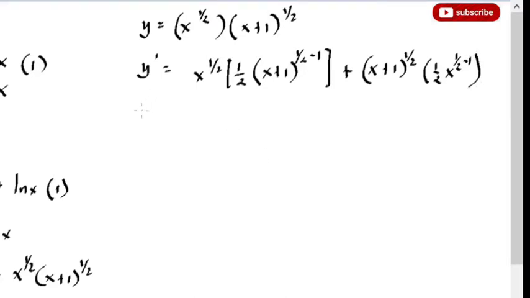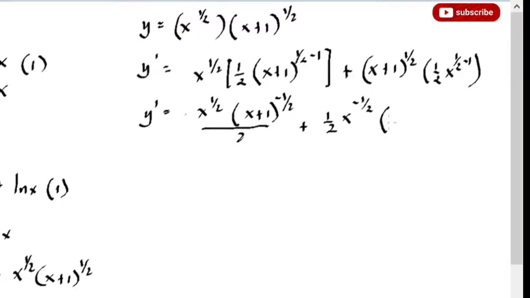Yan. Simplify natin. So, I have y prime is equal to, derivative naman nito, x plus 1 is 1 din, kaya okay lang. So, x to the 1/2, and x to the 1/2 multiplied by x plus 1 to the negative 1/2 over 2. Kasi may 1/2 dito. Plus, yung isa naman. Okay? 1/2, labas natin yung constant. And then, x 1/2 minus 1. X to the negative 1/2, diba? Negative 1/2. Tapos, x plus 1 to the 1/2. Sige, lahat ng negative ilalagay natin sa ilalim.